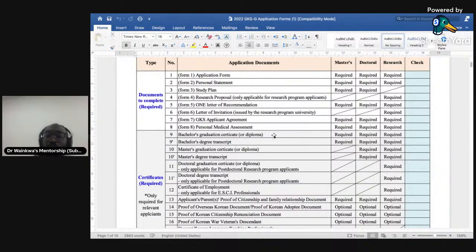A quick recap: you're going to need a research proposal, only applicable for research applicants. So only research applicants can fill that. Then one letter of recommendation is required.